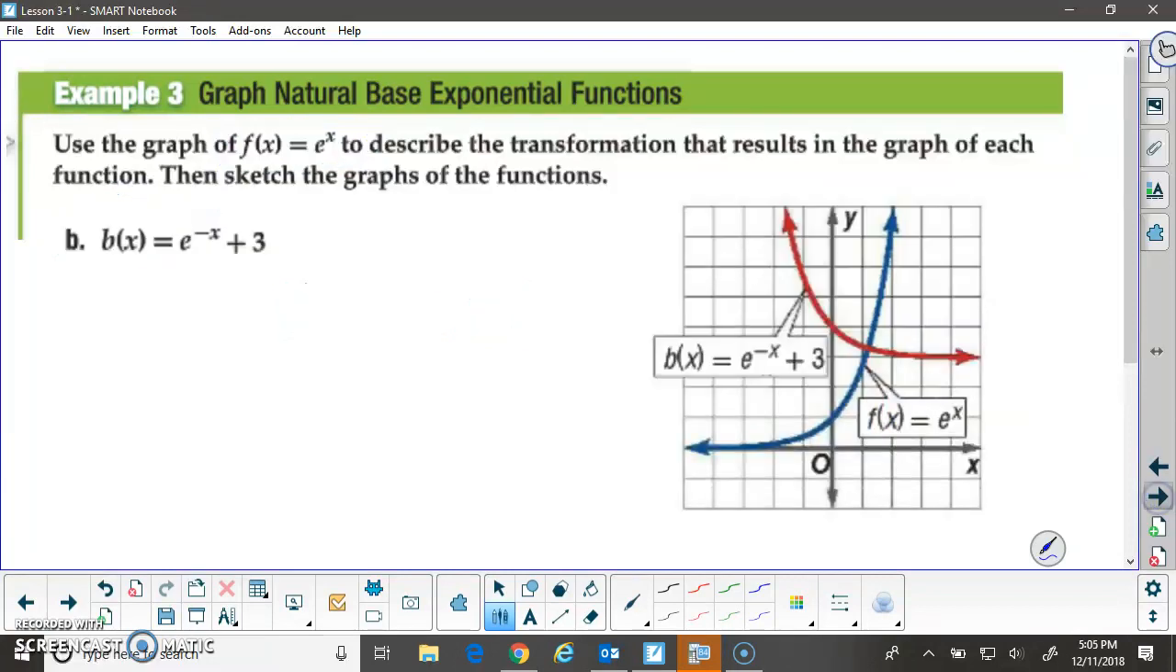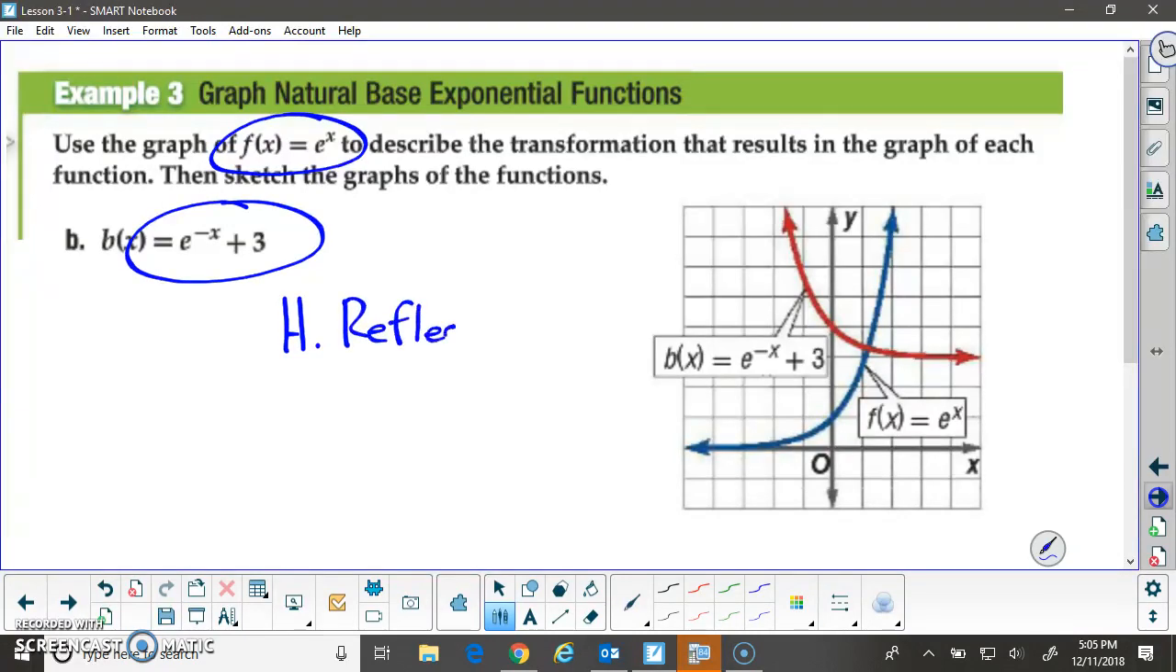Next one, we're comparing e to the x to e to the negative x plus 3. So the negative sign is on the inside, so therefore that's a horizontal reflection. And then the plus 3 is on the outside, so that's a vertical shift up 3. And if you took the blue graph and you horizontally reflected it and moved it up 3, you'd get the red graph.